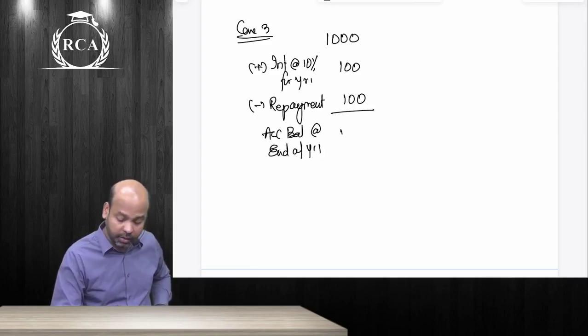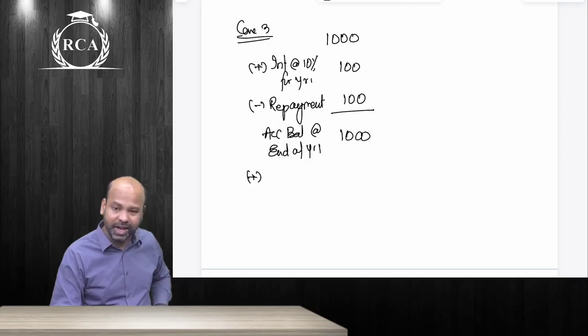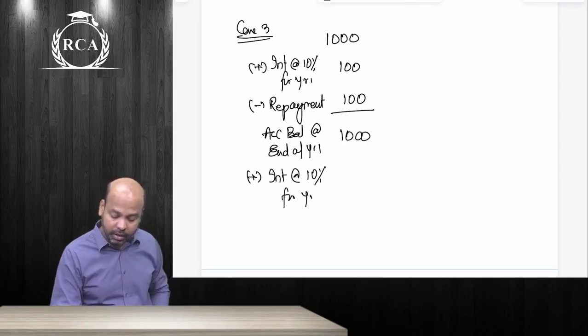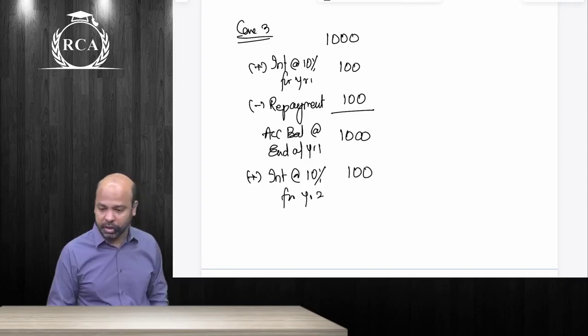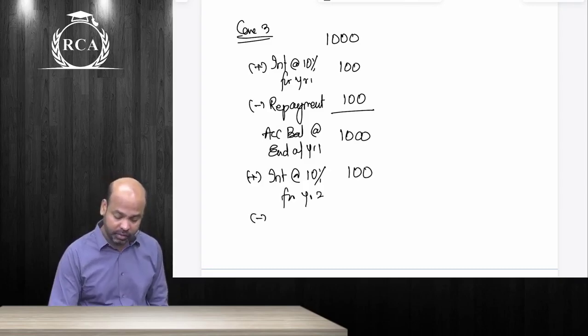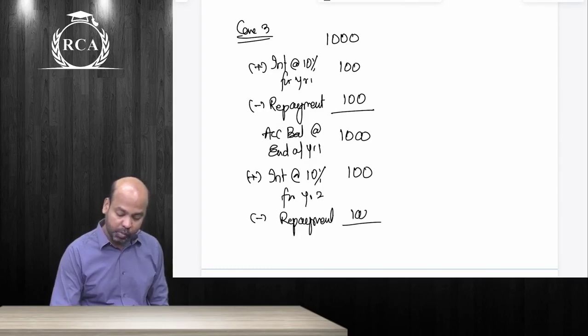That will not increase. So that is why when they're computing interest for the second year as such, guys, they will compute interest only on that 1000 rupees beta. It will still be 100. You can write like this beta for 2 years. Repayment will be 100 and your accumulated balance will come back to 1000.